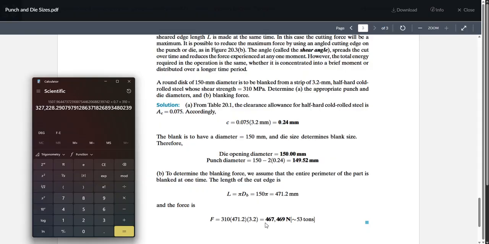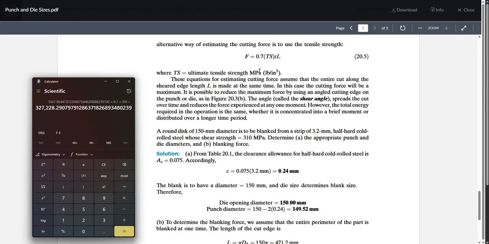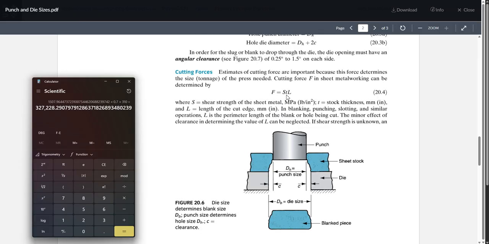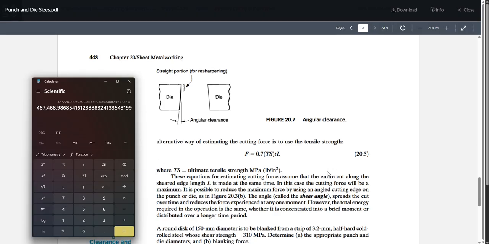Oh, wait a second. I chose the 0.71 one. Okay, wait a second, we should choose this equation. So again, to get this one, divide it by 0.7, and yeah, we got the number of 467.